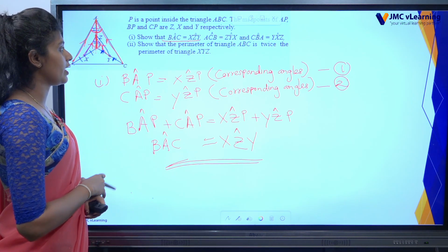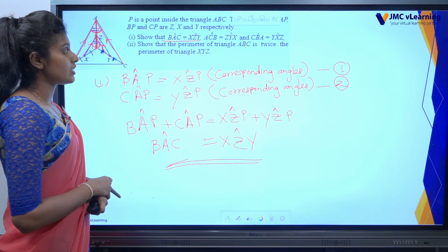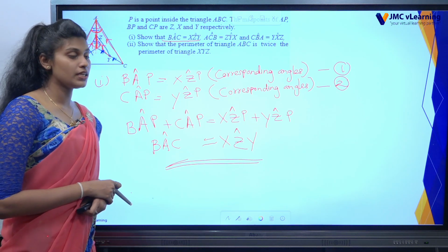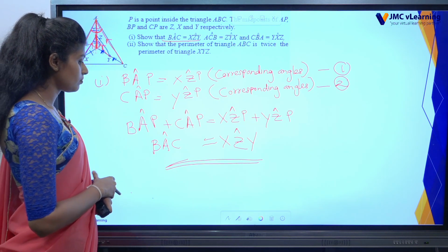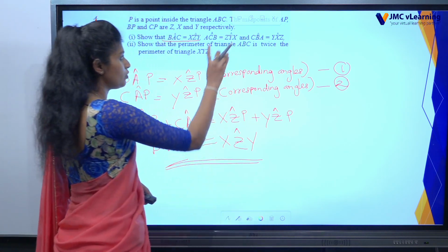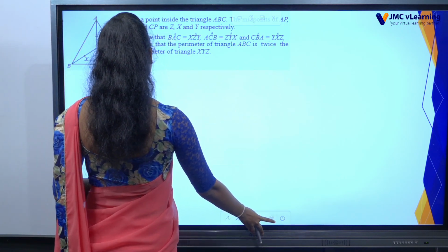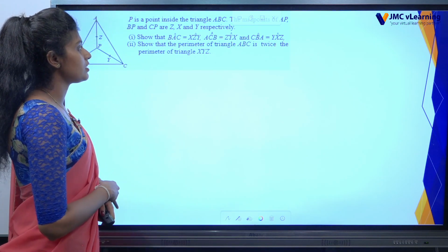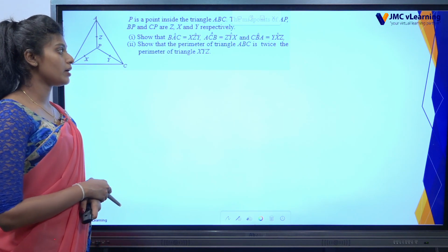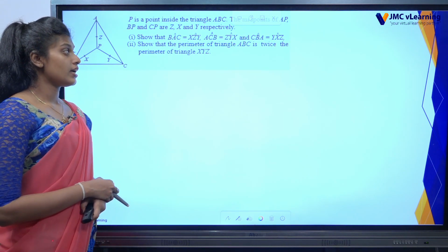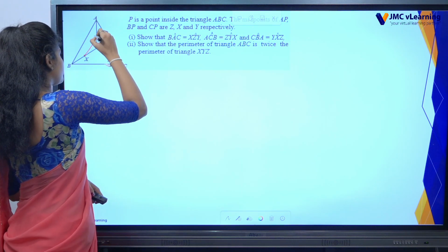Then the same way you can do ACB angle is equal to ZYX and CBA angle is equal to YXZ angle. Then do these two yourself, and let's move to the second part. Show that the perimeter of triangle ABC is twice the perimeter of triangle XYZ. Okay, let's do it.